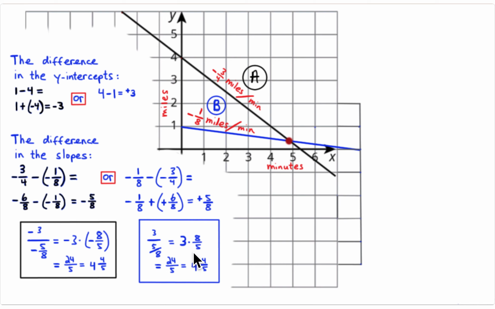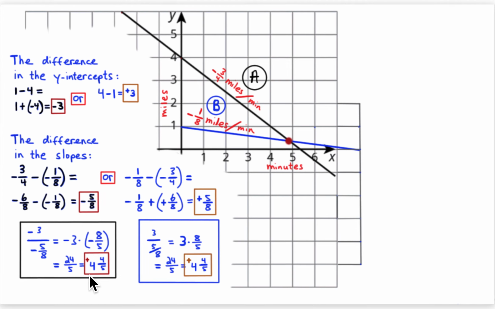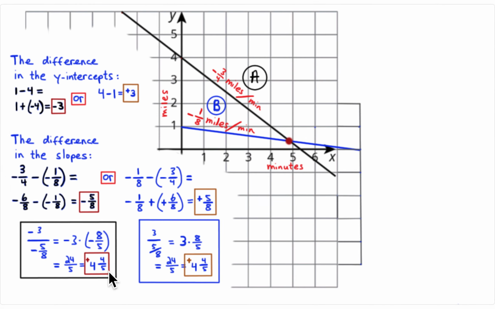So from the point of view of B, it's 3 miles divided by 5/8 of a mile per minute. So again, it's the same 4 minutes and 4/5 of a minute that they will be at the same distance from the restaurant. Now, when you solve this algebraically, if you work from the point of view of A, you're going to see a negative 3 in the calculation, you're going to see a negative 5/8 in the calculation, and you're going to see the answer, the solution of x is equal to a positive 4 4/5.